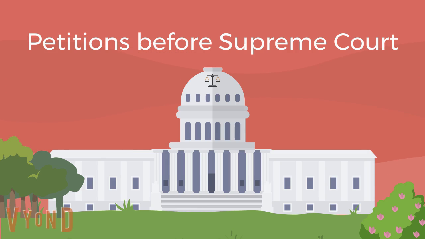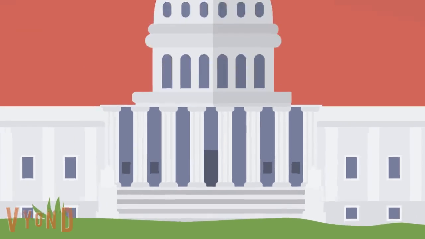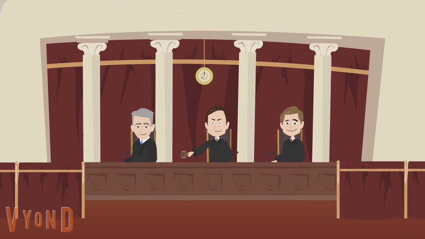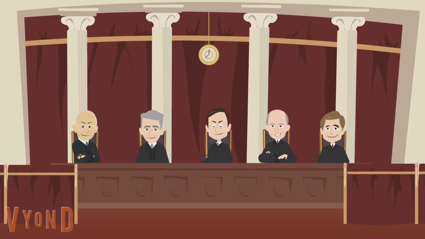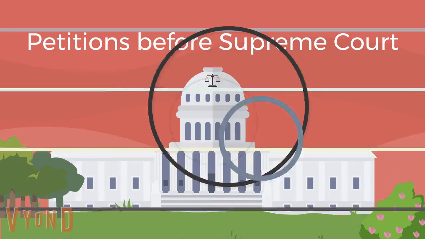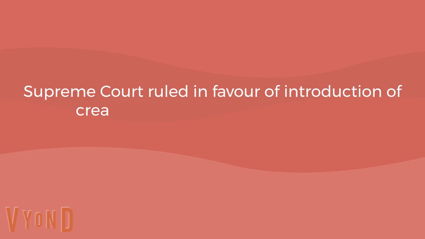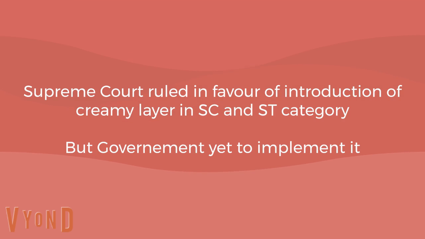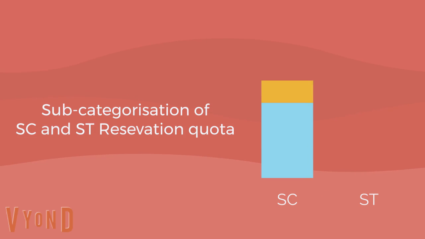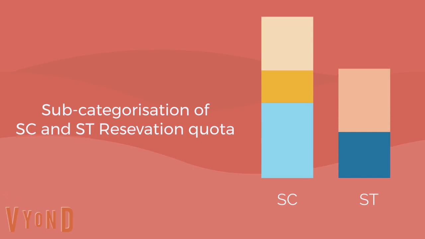Petitions followed to challenge this amendment, and the Supreme Court referred these petitions to the larger constitution bench to decide on it. Also, several litigations were initiated to implement the creamy layer concept in the scheduled caste and scheduled tribe reservation quota as followed in the OBC quota. Though the Supreme Court ruled in favor of introduction of this creamy layer in the SC and ST category, it is yet to be implemented by the government. The Supreme Court also opened the doors for subcategorization of the SC and ST quota for better results.